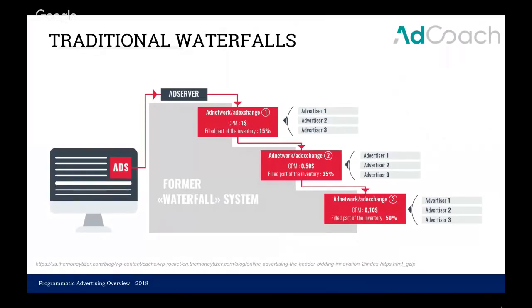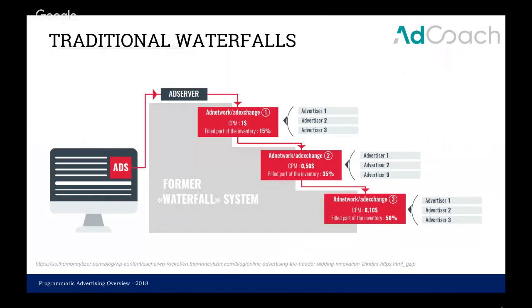Well, the traditional setup is via a waterfall where a publisher will say, we're going to use an ad server and work with multiple demand partners, multiple DSPs or SSPs. And we are going to put different levels of bids at each stage of the waterfall. At the very top, we're going to put our highest price, meaning that if an advertiser bids in our number one spot in the waterfall, they're going to have to pay the highest rate possible.